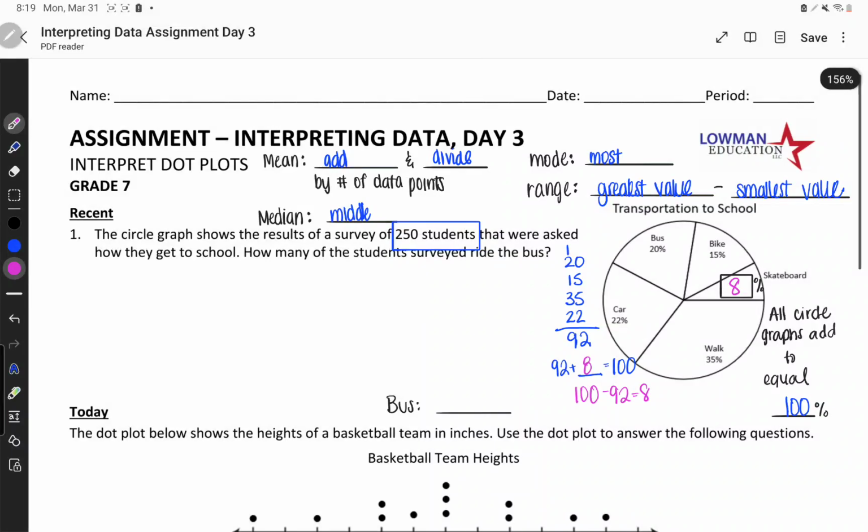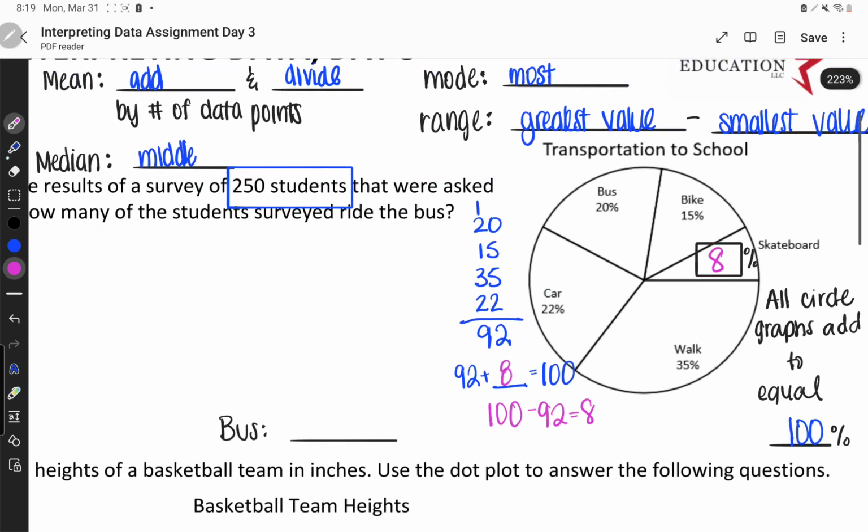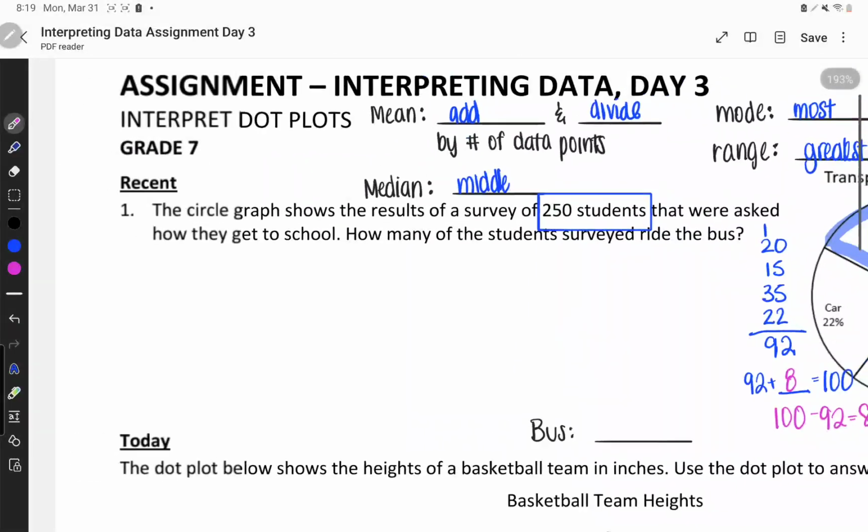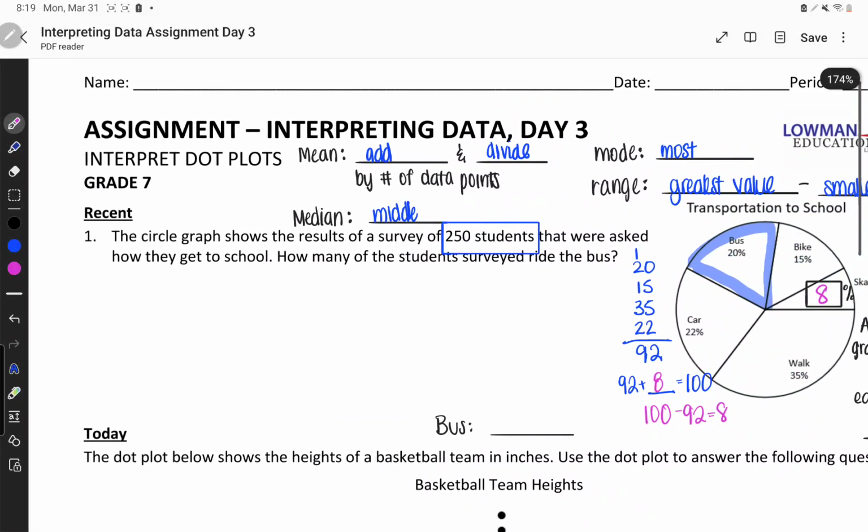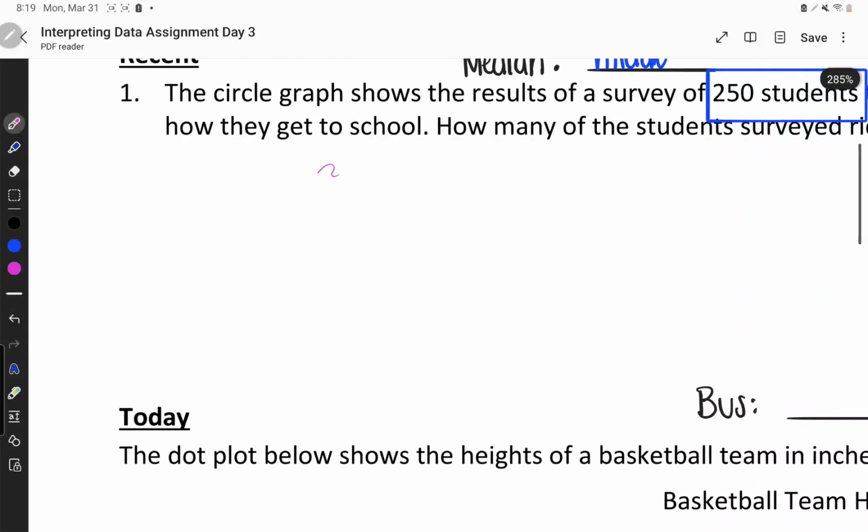It's not asking about people skateboarding, it's asking how many people ride the bus. So let's take a look at our bus before I actually tell you that. So our bus has a percent. If you have a percent, what do you have to do? You have to set up a proportion. You can either do a part over whole or you can do a change over original. In this case, nothing changed. We didn't gain any students, no more students rode the bus than they did before. So we are working with a part over whole.